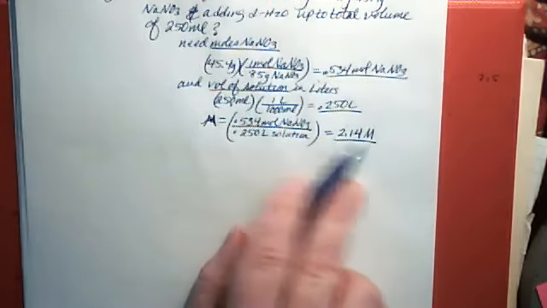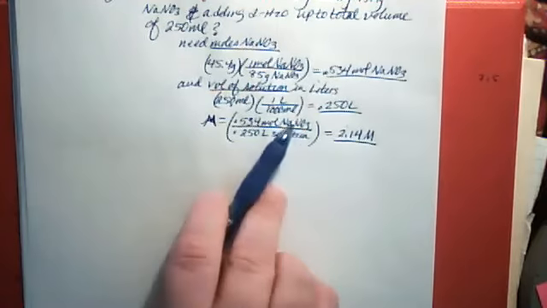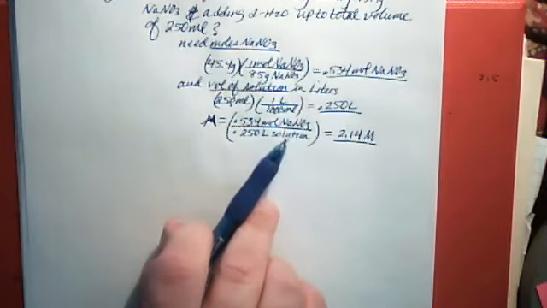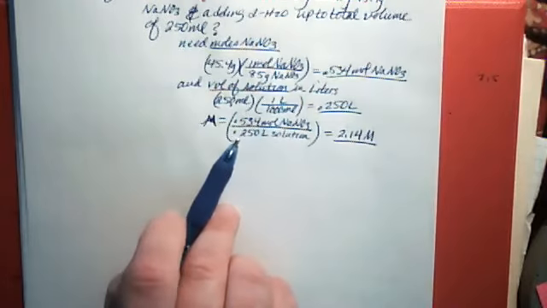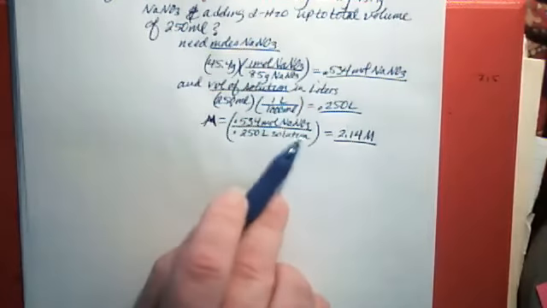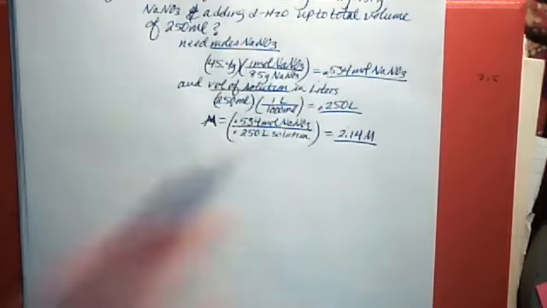So 2.14 molarity means 2.14 moles of sodium nitrate for every liter of solution, and 0.534 moles in 0.25 liters just happens to be the same as 2.14 moles in 1 liter. So the ratio is the same.